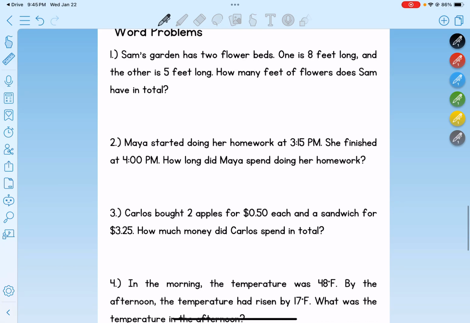Word problems. Sam's garden has 2 flower beds. One of them is 8 feet long, and the other one is 5 feet long. How many feet of flower bed does Sam have in total? You would just do 5 plus 8, which would be 13 feet.